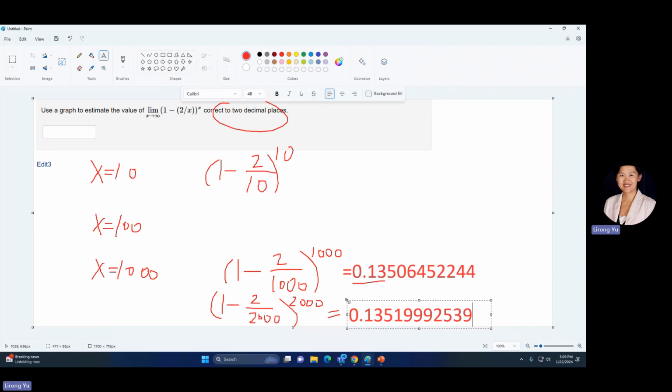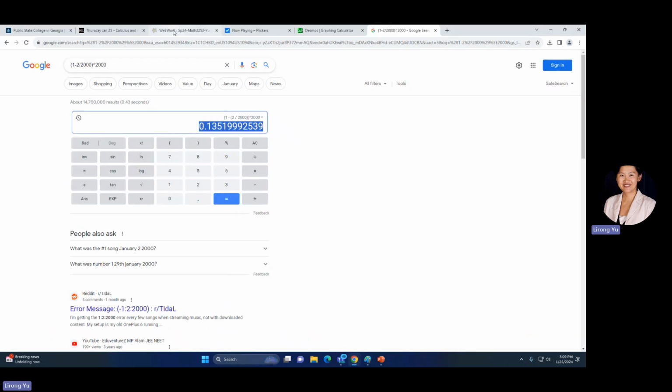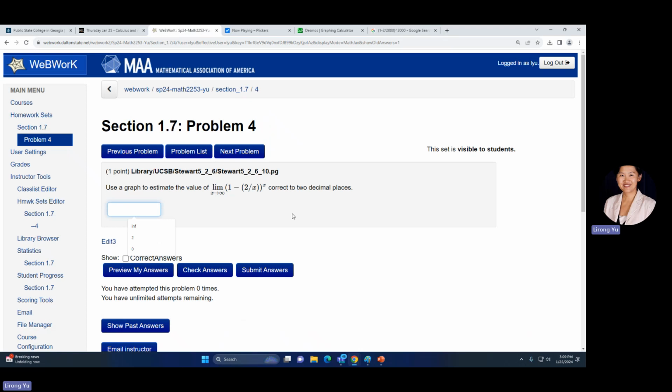All right, so I'm gonna give the answer. So it's gonna be 0.1, and there's a 5 here. Yeah, it says correct to 2 decimal places. I guess 3 decimal places will be okay, since it didn't say wrong to 2 decimal places, it says correct to it.